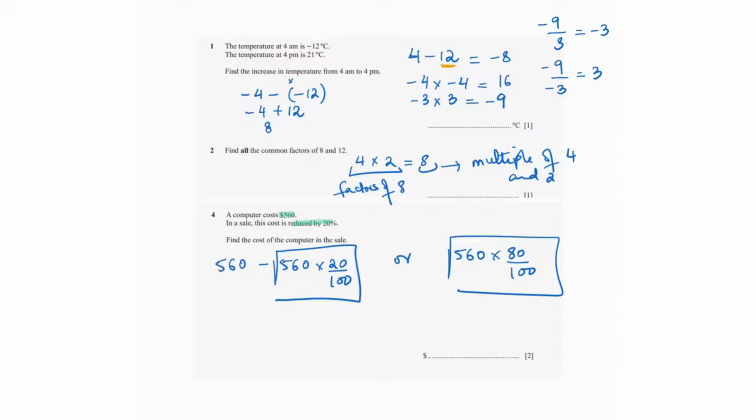So you can use either way, but when it talks about a reduction, like a 20% reduction, it's 80% of the price. And if it's an increase, let's say it was increased by 20%, then it would be 120% of the price. So you need to know the distinction between reduction and increase in percentages.